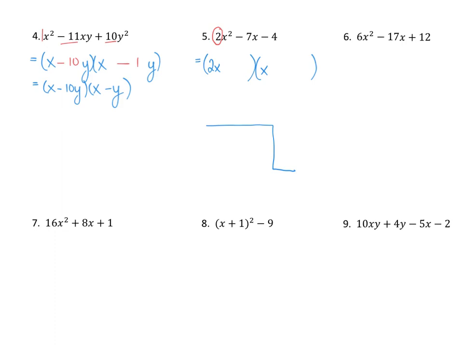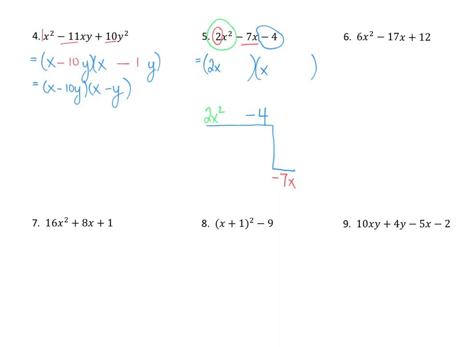So the setup for the staircase is you take your first term right here, your 2x squared, and then you take your last term right here, your negative 4, and put it there. And your middle term, your negative 7x, goes down here on the staircase.